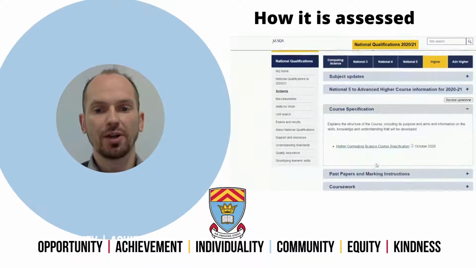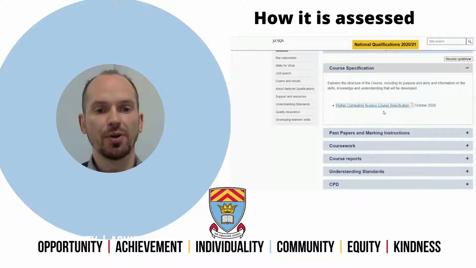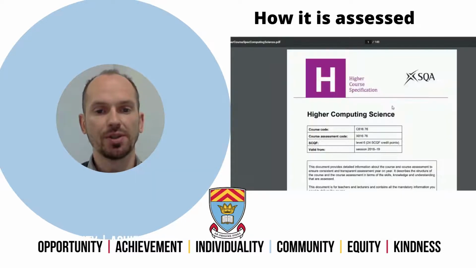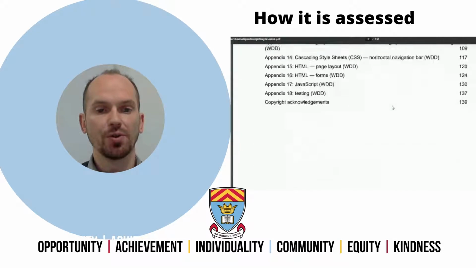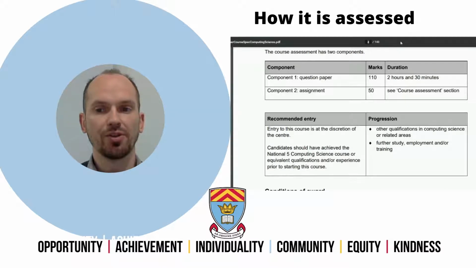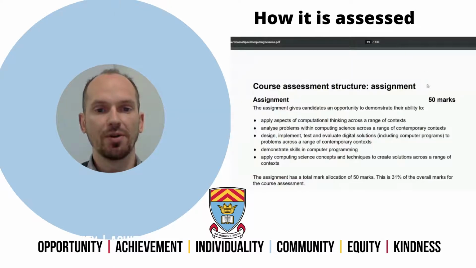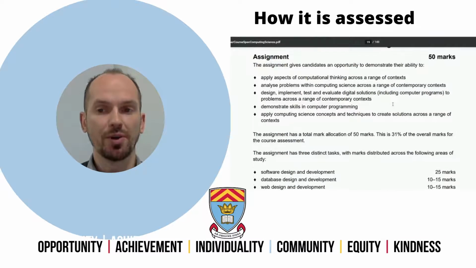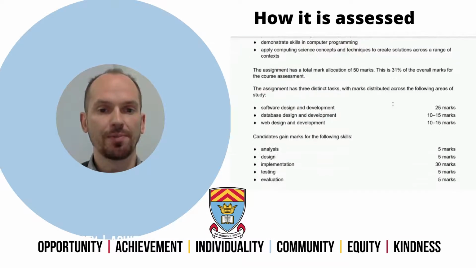If you Google Higher Computing Science Course Spec, the first result will take you to this document, which gives details on how the course is assessed and gives details on its content. As you can see, the assignment is worth 50 marks and the final exam is worth 110 marks. Therefore, the assignment is worth approximately 31% of the overall grade.